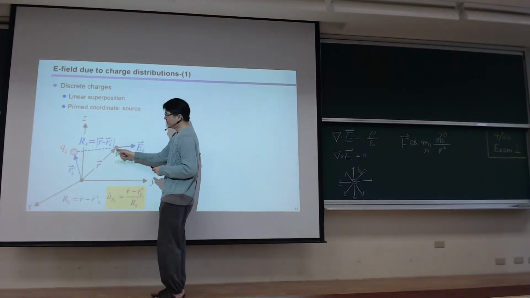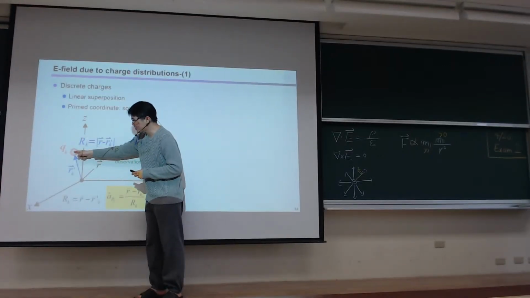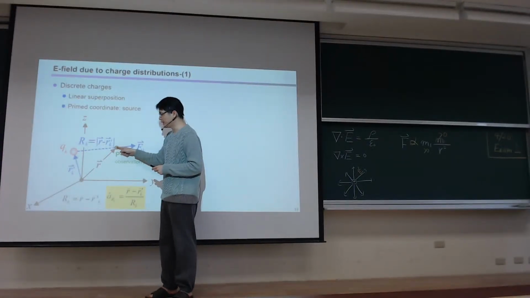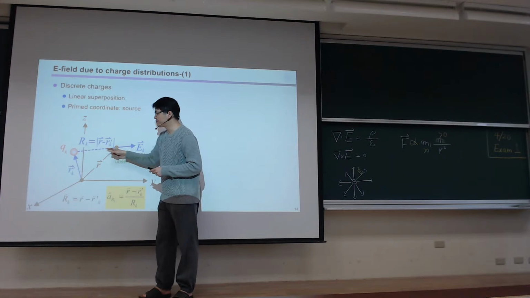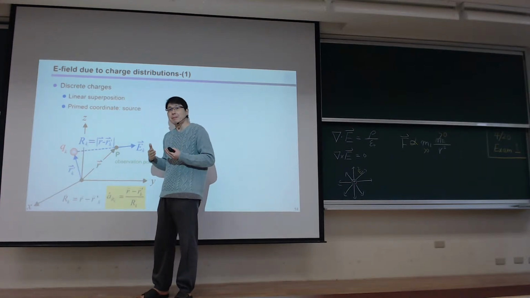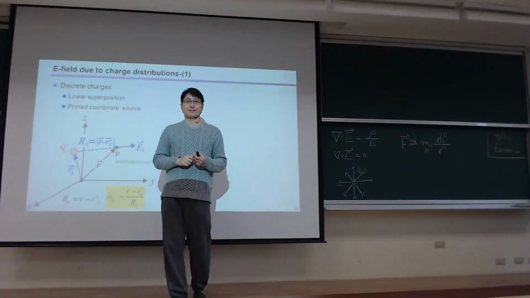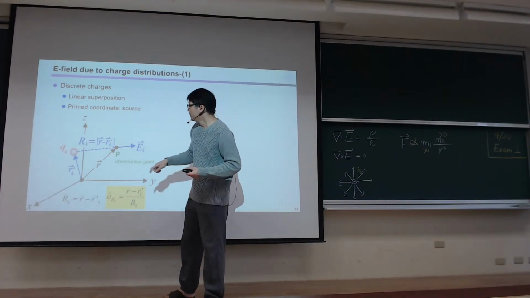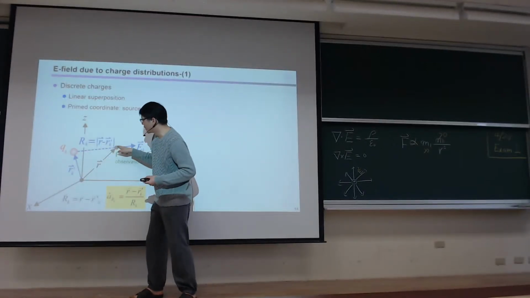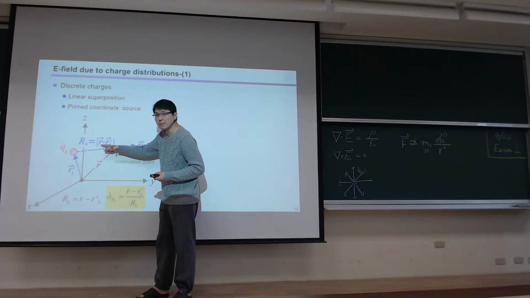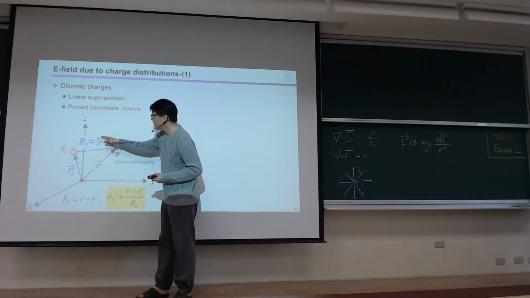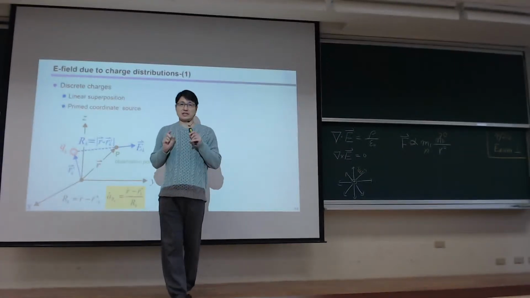Okay, so this is my charge. For example, this is my first charge, and this is my observation point. I know the positions of both. Then I should be capable of knowing the distance between these two, right? The distance between these two points should be r, the observation position vector, minus the position vector of my k charge, r_k prime, and then I take the absolute value. That's the distance.